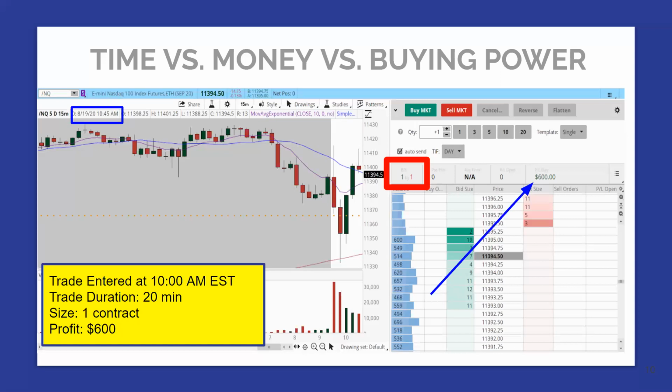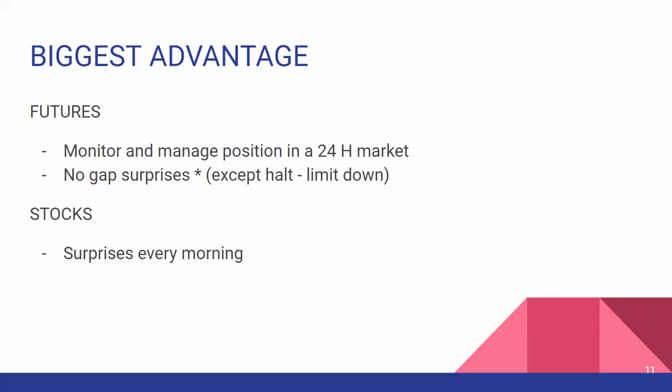So I'm going to ask you right off the bat, are you willing to trade the stock market and make $73, or would you rather trade the futures market and make $600, pretty much with the same risk? All right, the biggest advantage in the futures market is that you can monitor and manage positions in a 24-hour market. Like I said, it's a hands-on approach. No gap surprises except the halts and the limit downs that we had, and we can still trade them. We transitioned through March and April, and February as well, when the volatility was at its highest, and we actually had the best results in trading.